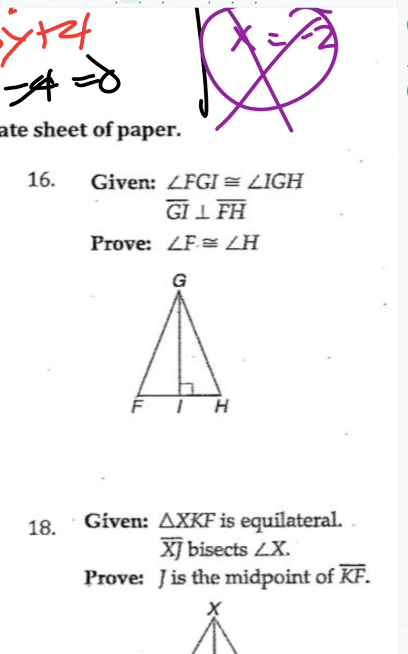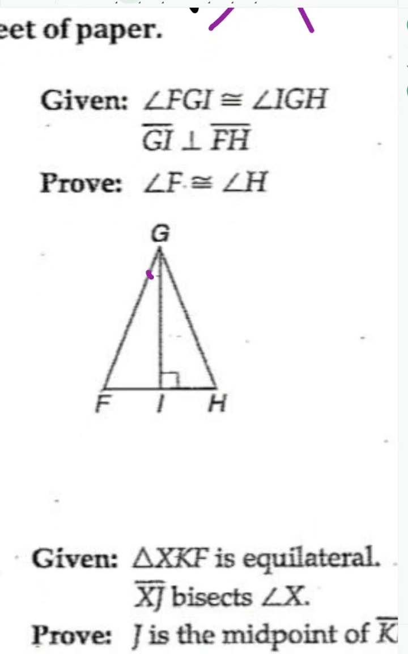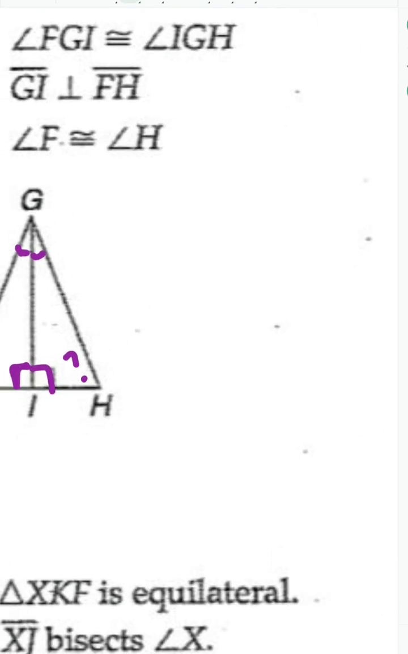Alright. Given angle FGI is congruent to IGH. And it's already given that this one is a right angle, and GI is perpendicular to FH, so that means this is also a right angle. Prove that angle F, this one, is congruent to angle H. So, okay. Do we do the table for this, like statement?